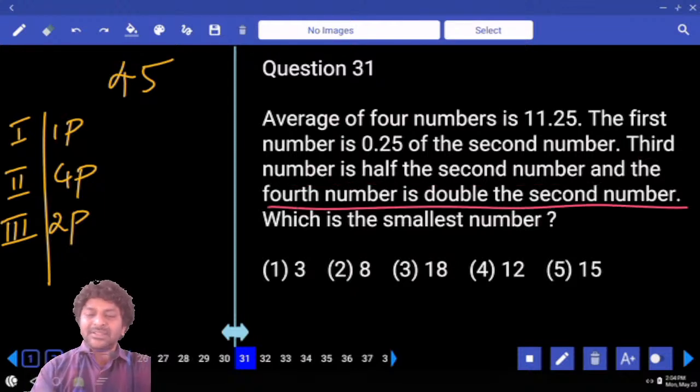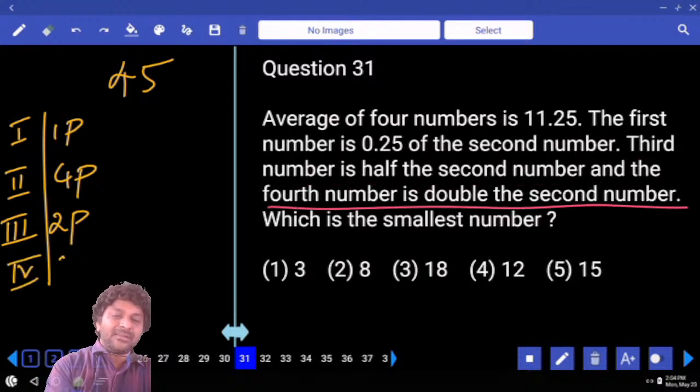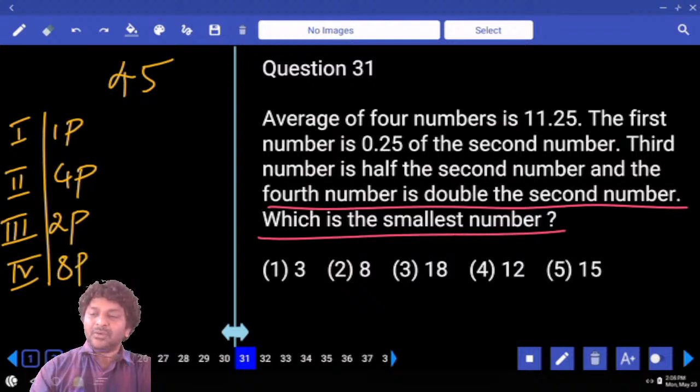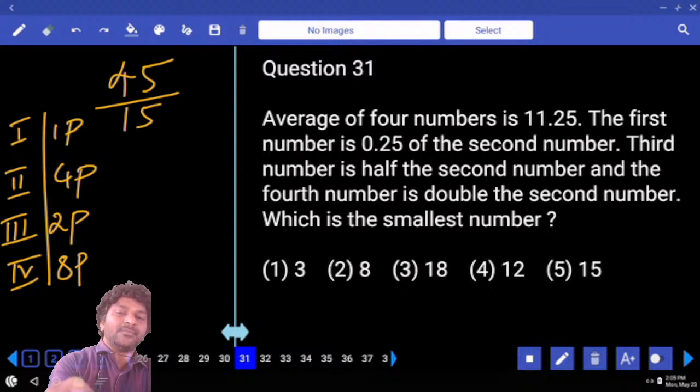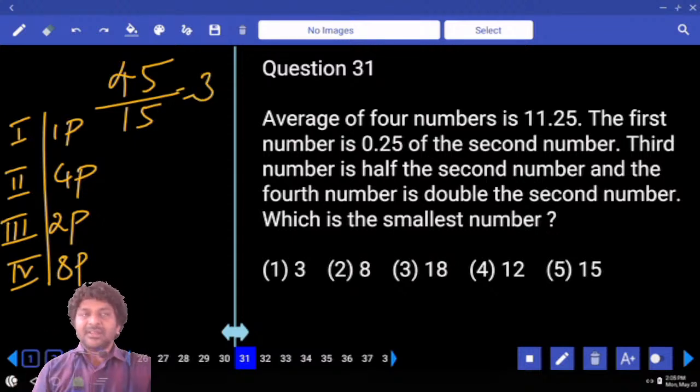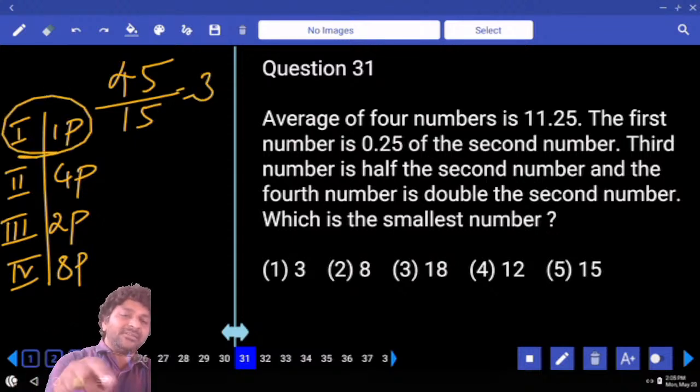Fourth number is double the second number. Double the second number is 8 parts. Which is the smallest number? Sum of all these numbers is equal to 15 parts. Then 1 part is equal to 3. And the smallest number is 1 part, which is 3.